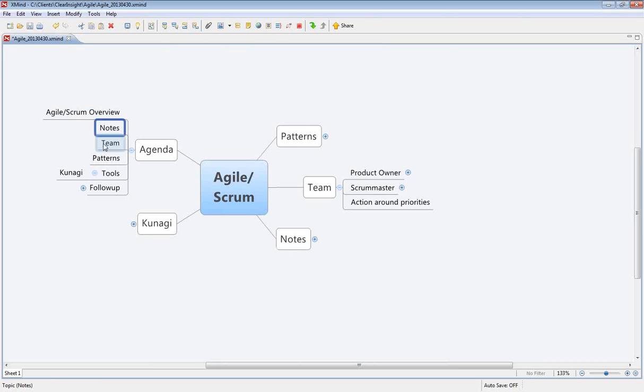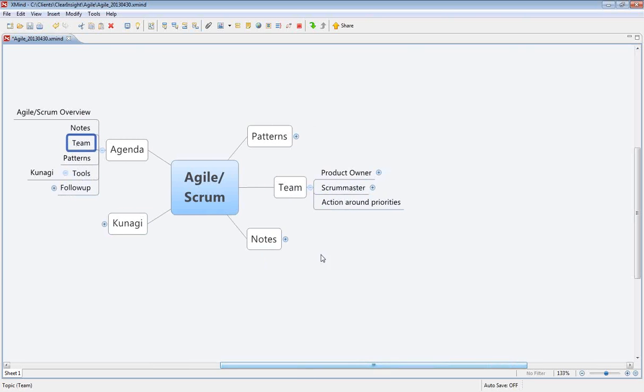So those are some notes. Now we'll get into a little bit more fun stuff, talking about the team. Agile teams can be pretty simple. We've got a product owner, Scrum Master, and we act around priorities. That's pretty much it. If you wanted to add another category here, you could call it team member.